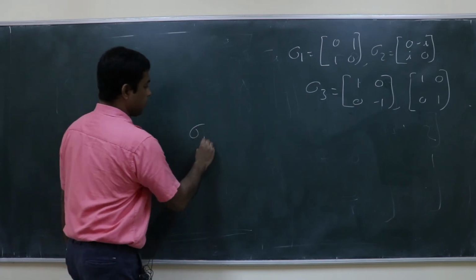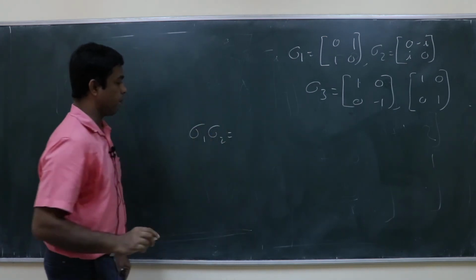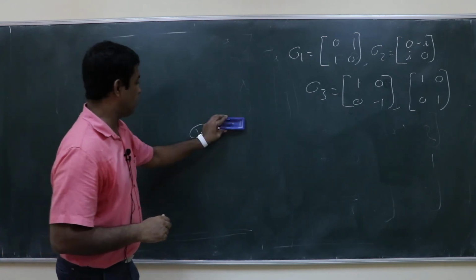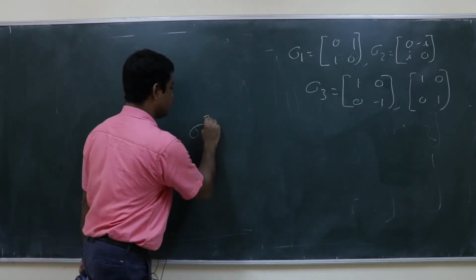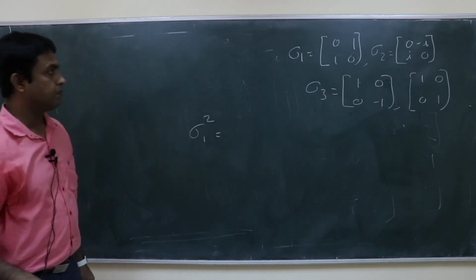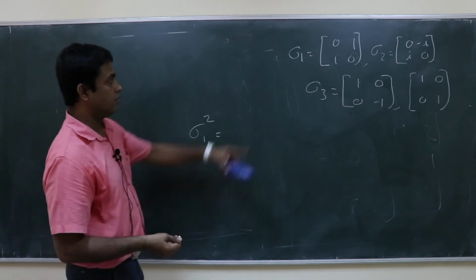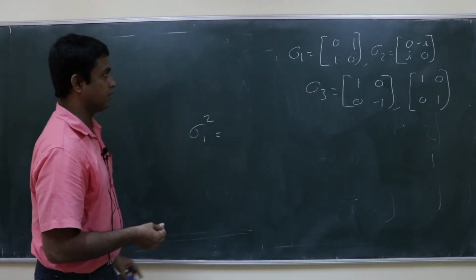What is sigma 1 sigma 2 equal to? What is sigma 1 sigma 2? Okay, let us not worry about sigma 1 sigma 2. What is sigma 1 square? Quickly you can give me the answer. The square of this first matrix.